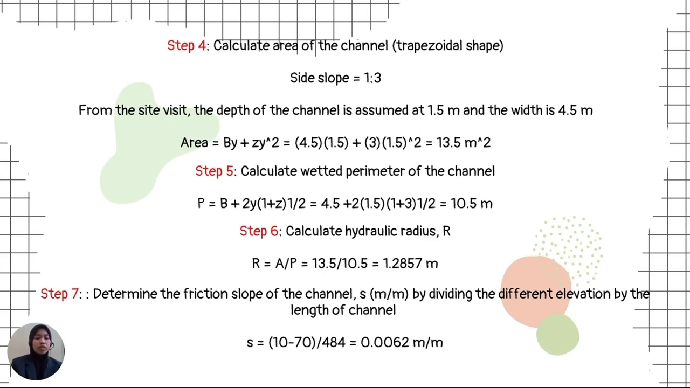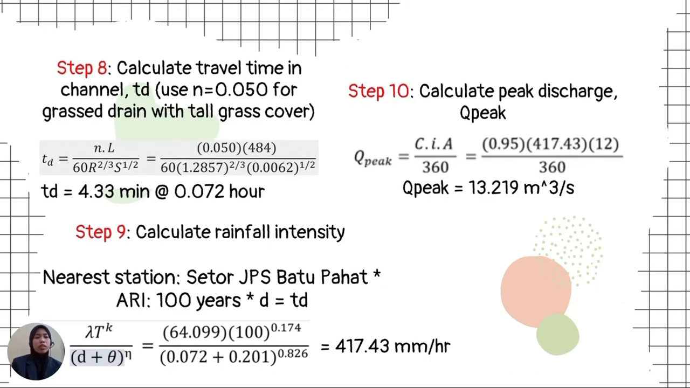Step 7, determine the friction slope of the channel by dividing the difference in elevation by the length of the channel. A small mistake here: it is supposed to be 10 minus 7 over 484. So we get the friction slope 0.0062. Step 8, calculate travel time in channel, TD, using n equals 0.050 for grass drain with tall grass cover. So we get travel time is 4.33 minutes or 0.07 hour.